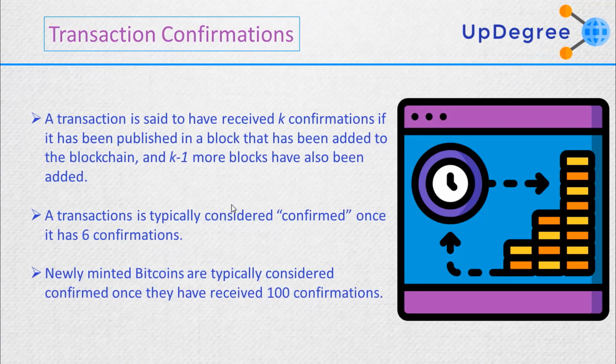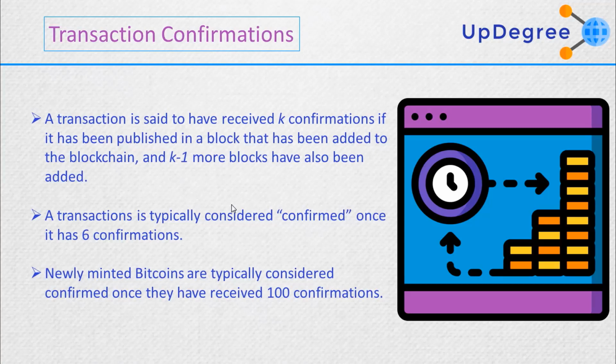So how does a transaction get confirmed? We understood what the key things are that a miner looks for. Then we also understood the hash power that is required, and we are now seeing how a transaction is confirmed by a miner. A transaction is said to have received K confirmations if it has been published in a block that has been added to the chain, and K minus one more blocks have been added.